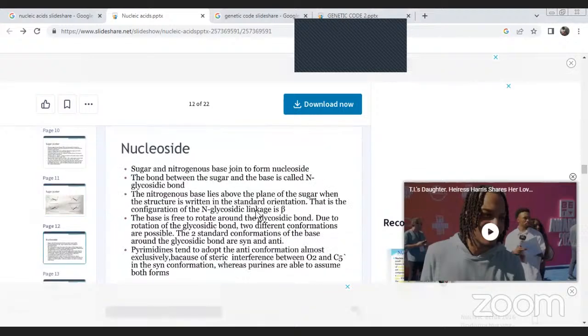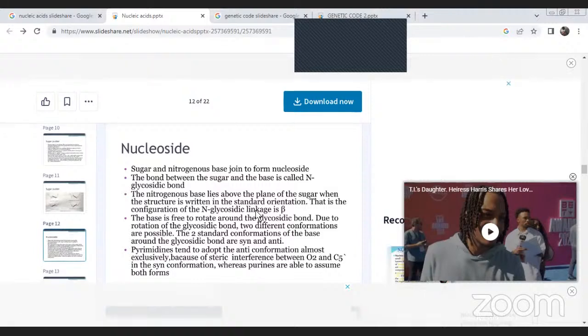What is the meaning of nucleoside? Sugar plus pentose phosphate group plus nitrogen base is equal to nucleotide. Only sugar plus nitrogen base forms a nucleoside. The bond between the sugar and the base is called the N-glycosidic bond. The phosphorus is totally absent in a nucleoside. Sugar plus nitrogen base forms the nucleoside.